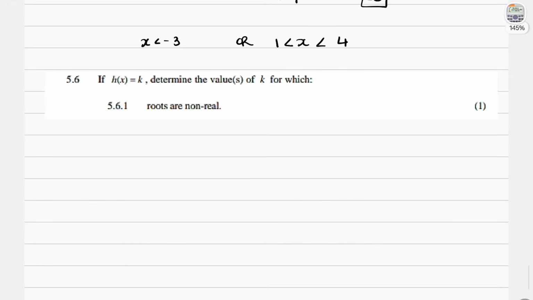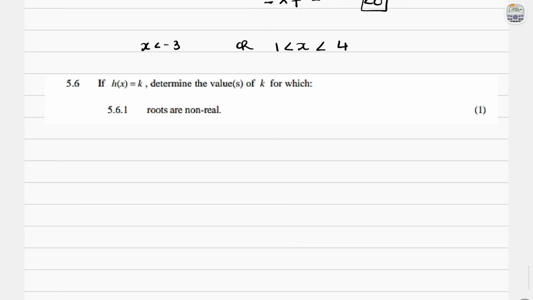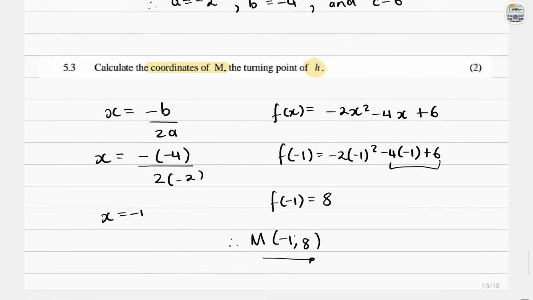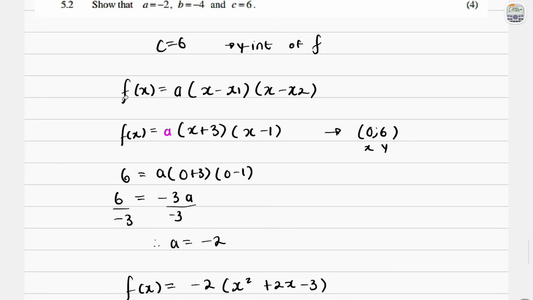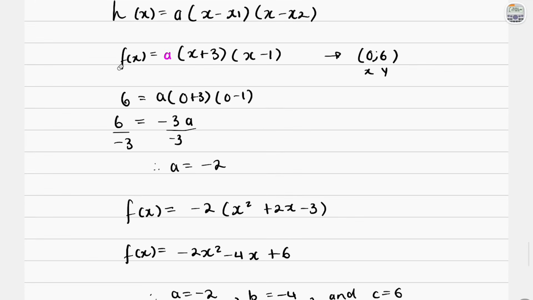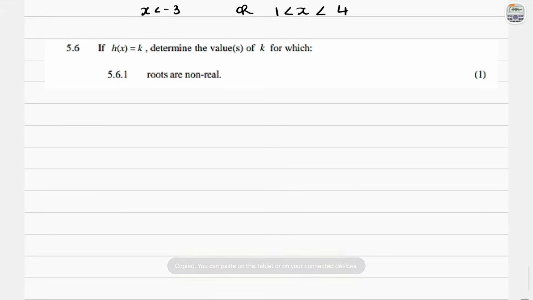Question 5.6 says, if h of x is equal to k, determine the value or values of k for which the roots are non-real. So this has to do with nature of roots, and we're looking at h of x. I noticed I called this f of x the whole time, but it's the graph of h. It's h of x, not f of x. Now we're going to take the equation of h and equate it to k like they said. If you made h of x equal to k, you'd just be saying k is equal to the whole equation of h of x.